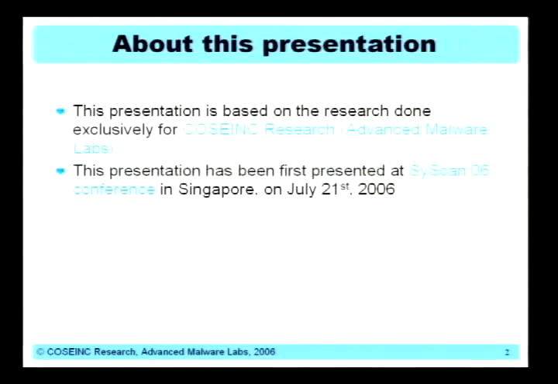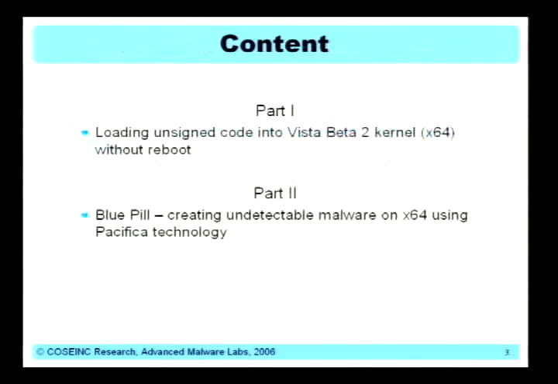This presentation is based on the research done exclusively for Kernel, and it was first presented 2 weeks ago on a Cisco conference in Singapore. It consists of 2 parts. First part is how to bypass Windows integrity checking for loading kernel drivers into kernel. And the second part is about creating malware which is based on hardware virtualization technology from AMD.